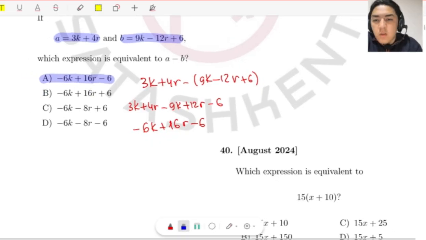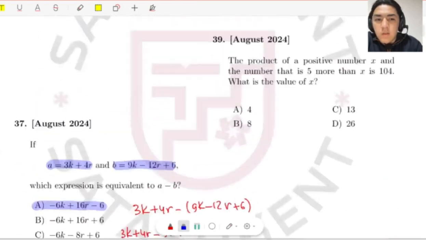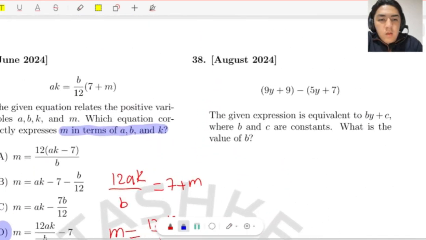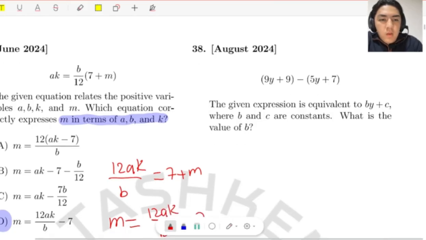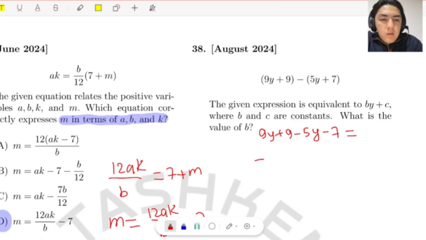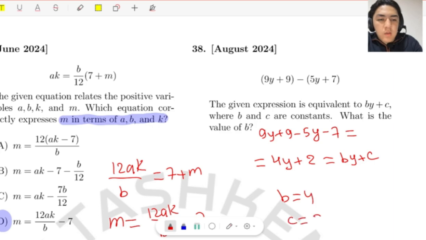So next question is 38. The given expression is equivalent to this. What is the value of B? If I open the brackets, minus 5y minus 7, I'll be left with 4y plus 2, and this equals by plus c. We are asked to find b, and b will be 4, and c will be 2. As we are asked to find b, b will be 4.